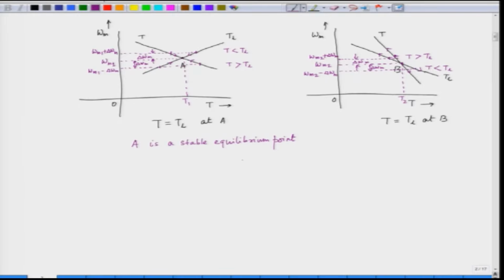So, in general the rule is this: if d T L by d omega m is greater than d T by d omega m at the equilibrium point, then we call it a stable equilibrium point. So, this is basically the condition for stability.